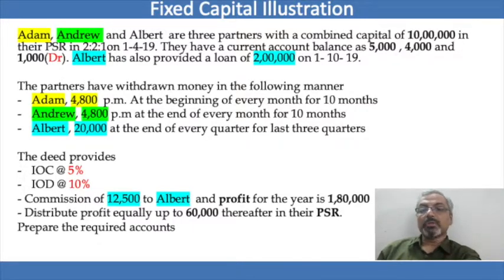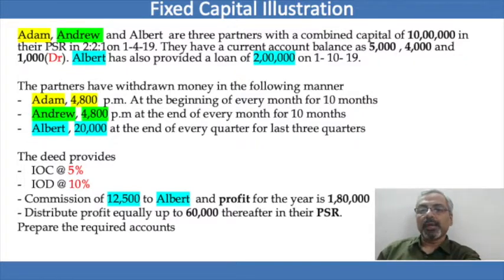We are asked to prepare the required accounts. We know that we are following the fixed capital method, so after the preparation of the profit and loss appropriation account, we also have to prepare the partners' capital accounts and the current accounts.